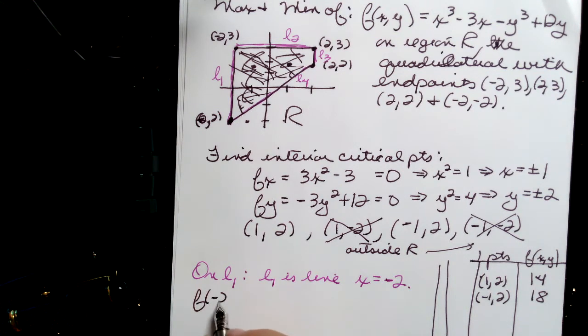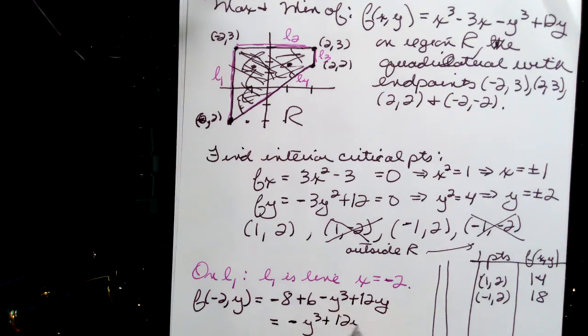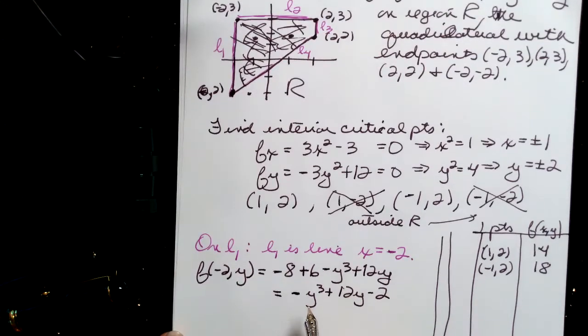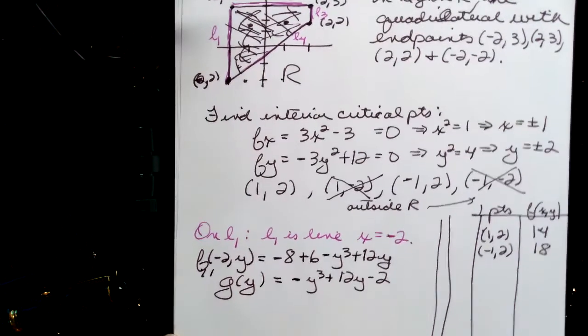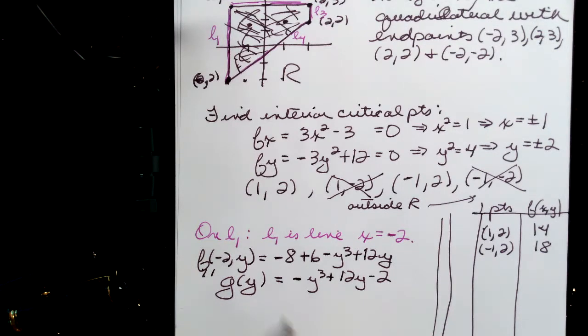It's f of (-2, y). So let's see, that becomes -8 plus 6 minus y cubed plus 12y. So that gives me minus y cubed plus 12y minus 2 as my function. And you see that's a function of y only. If you like, you can rename this so it reminds you more of calculus 1. Let's call it, I don't know, g of y is as good as anything. So now you want to maximize and minimize g.